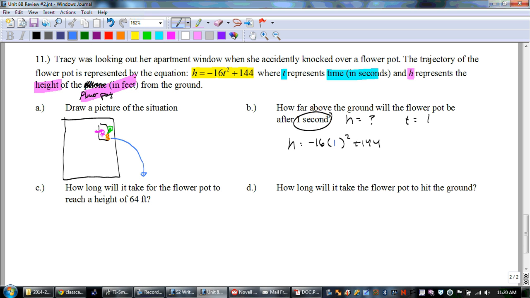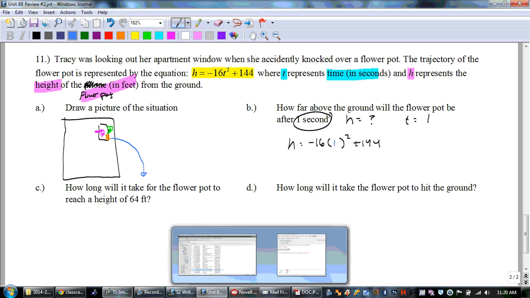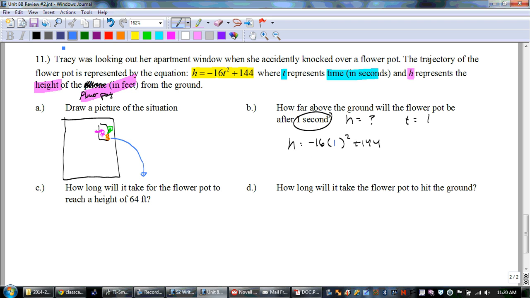I'm doing it on my calculator. Are you? -16 times 1 squared plus 144. Did you get it? Well, tell me what it is. I got, whoop, you don't need to see my email. I got that the height is 128 feet.